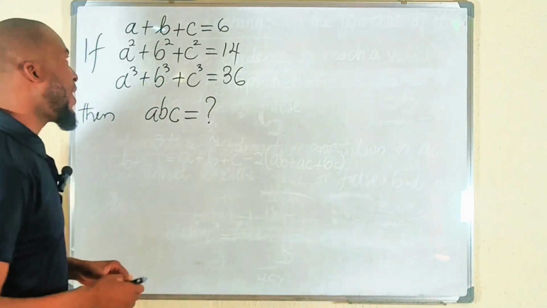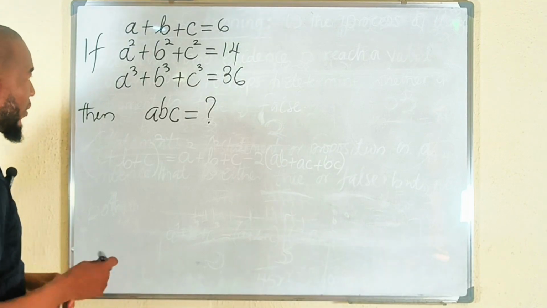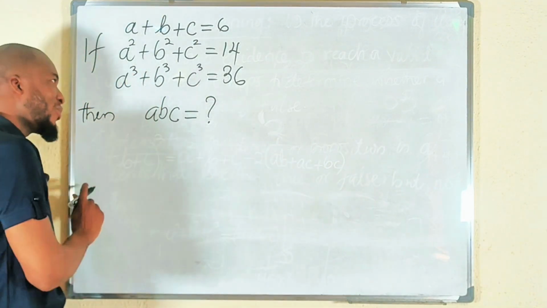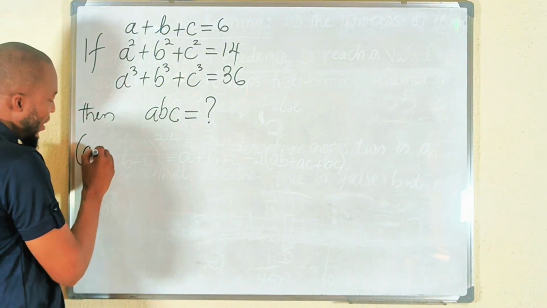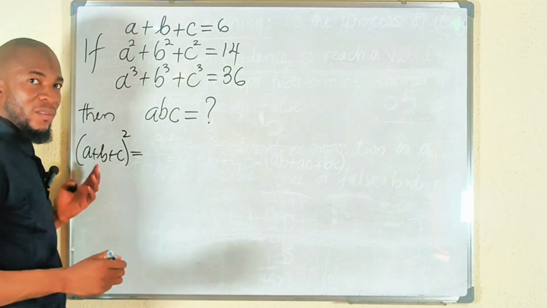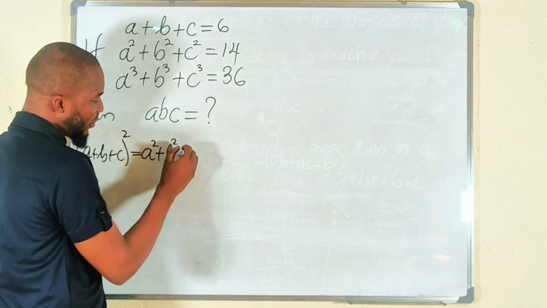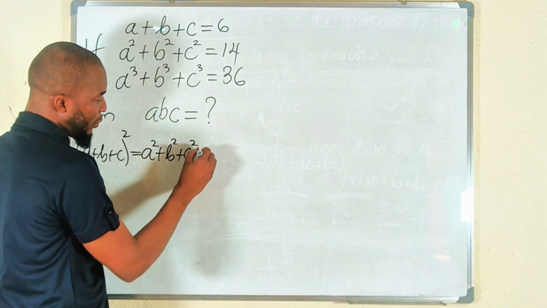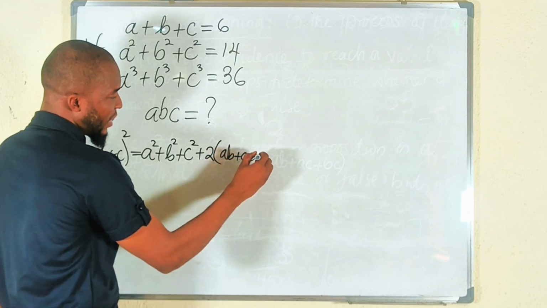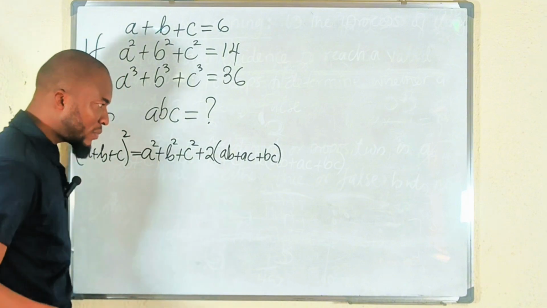I would like to start by squaring the left and the right hand side of the first equation. Very important. From there we can come up with an expression that we need to proceed. So if I have (a plus b plus c) squared, what is the expansion of this? This is the same thing as a squared plus b squared plus c squared, plus 2 times (ab plus ac plus bc).